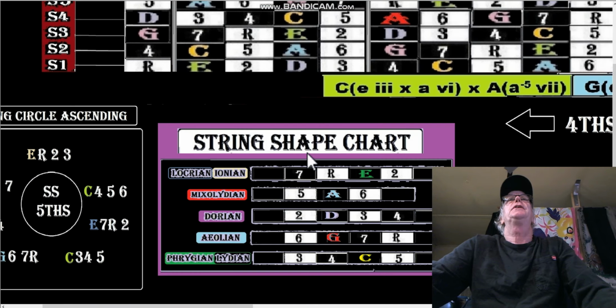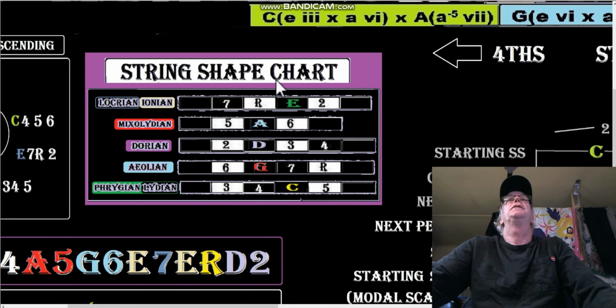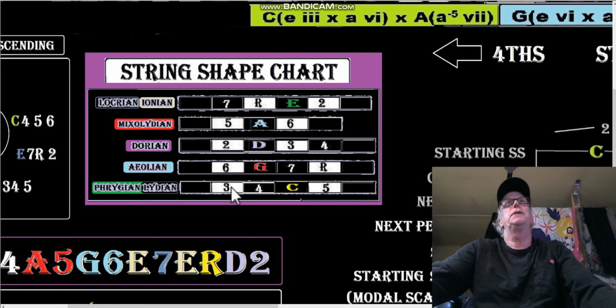Now let's look at things. Let's look at the definition. So the definition of the string shapes is here, as we talked about it. The 3, 4, or 5 is the C string shape, and that can be Lydian or Phrygian. The Aeolian string shape is 6/7 root. The Dorian is 2/3/4. It's the D. Okay, the Mixolydian is just 5/6, and the Locrian and Ionian is 7 root 2.